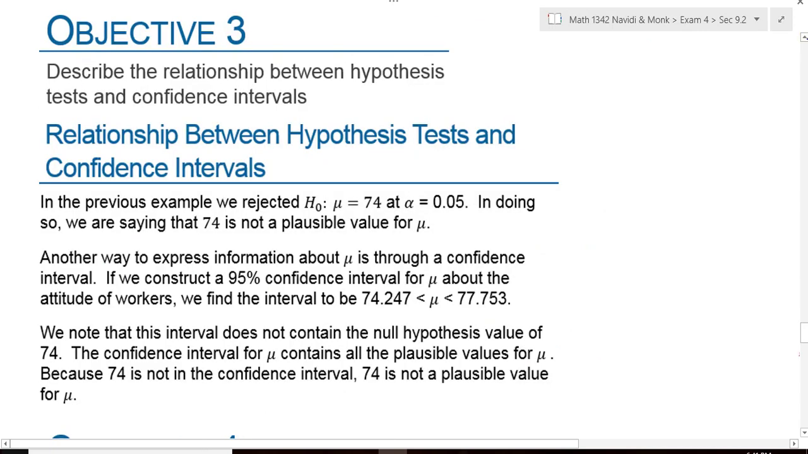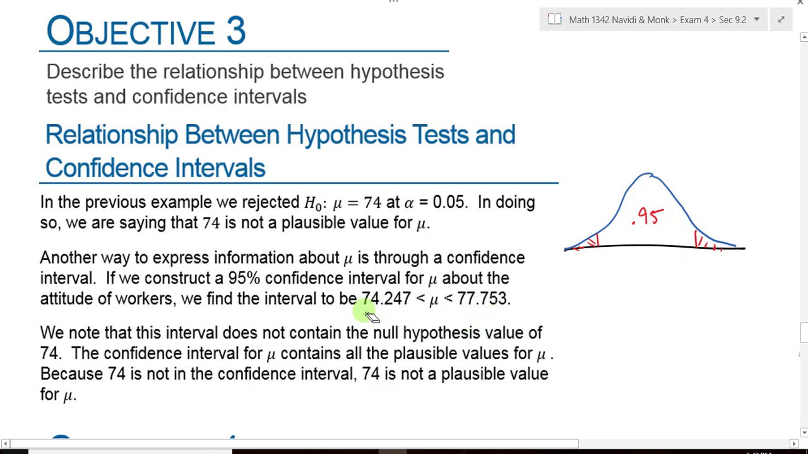Objective 3 is to describe the relationship between hypothesis tests and confidence intervals. In the previous example, we rejected this null hypothesis at alpha equals 0.05. In doing so, we're saying that 74 is not a plausible value for the null. Another way to express this information about the mean is through a confidence interval. Remember, with confidence intervals, we found those numbers by selecting an alpha level, and then we split that alpha level over two tails all the time. If you have a 95% confidence interval, then you use this setup here with these critical values to get the numbers for this confidence interval.